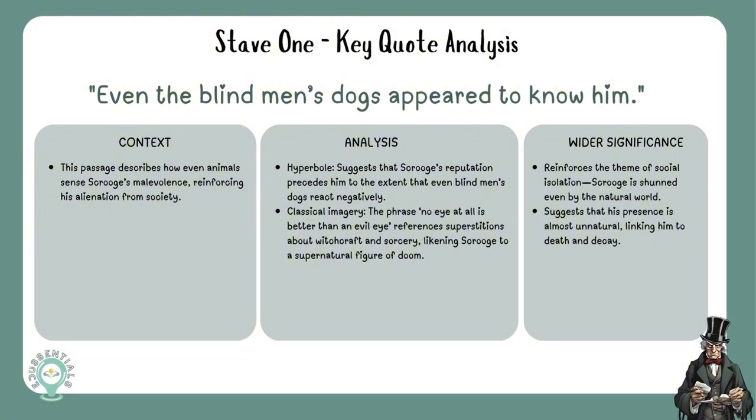It has classical imagery. The phrase "no eye at all is better than an evil eye" references superstitions about witchcraft and sorcery, likening Scrooge to a supernatural figure of doom. And when looking at the wider significance, the quote reinforces the theme of social isolation. Scrooge is shunned even by the natural world, and it suggests that his presence is almost unnatural, linking him to death and decay.